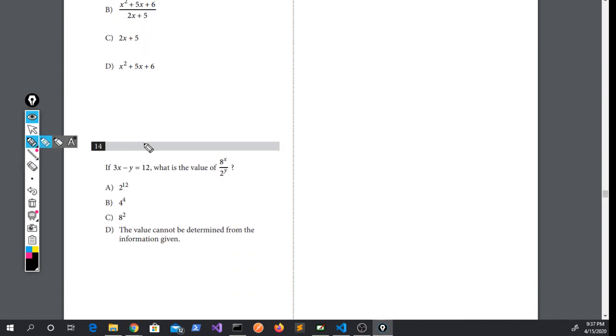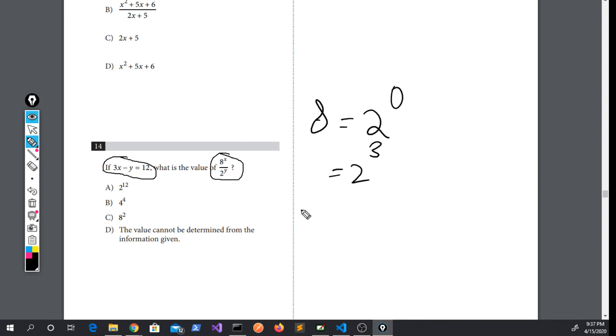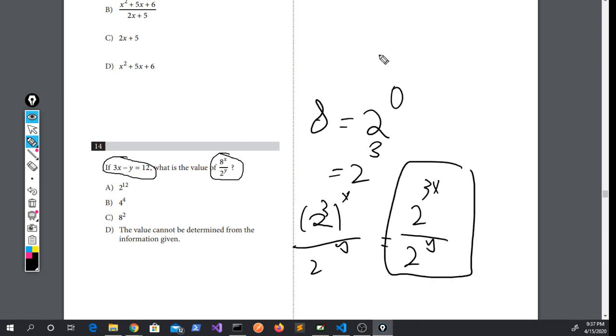This is what I was talking about. Use the given expression to make it into a current expression, all right? But this one, you kind of have to go the other way. What's 8 in terms of 2 to something? It's 2 to the power of 3, okay? So if you substitute that, you get something like this, right? Then what do you get? 2 to the 3x over 2 to the y. So how do you simplify this? You do 3x minus y.